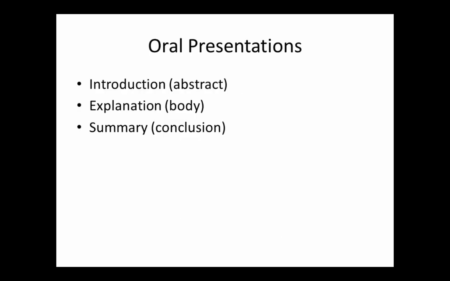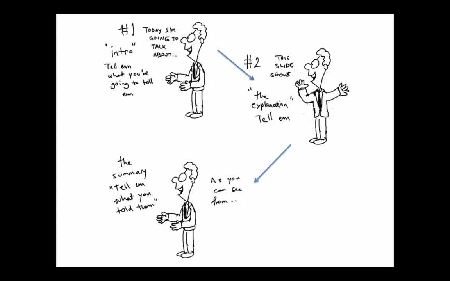Let's look at oral presentations. Oral presentations mainly consist of introduction, an abstract, explanation, the body, and a summary, which is the conclusion. Here are the steps. The first step is the intro. Tell them what you're going to tell them. For instance, today I'm going to talk about.